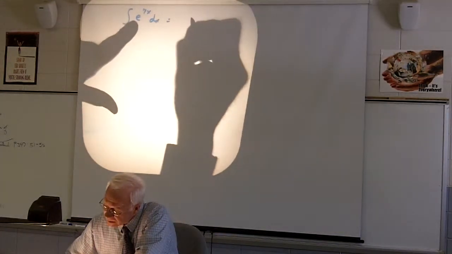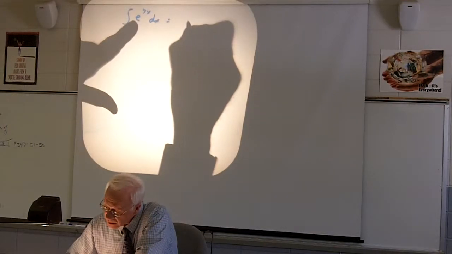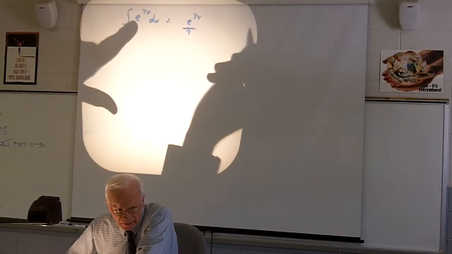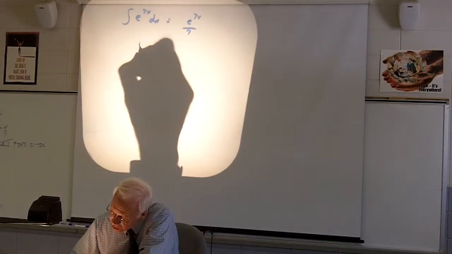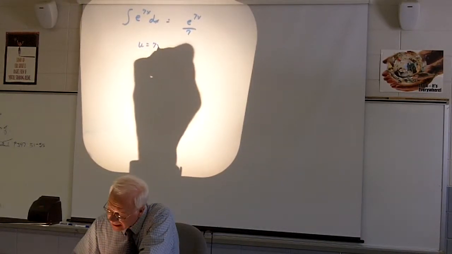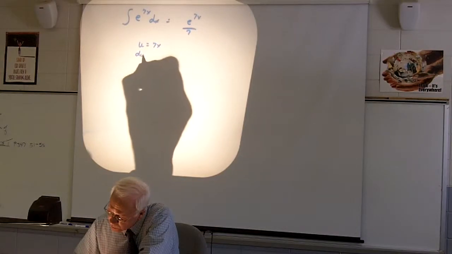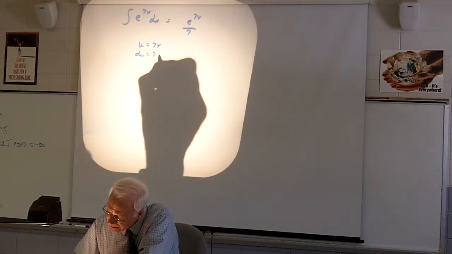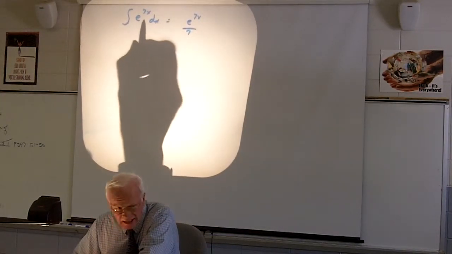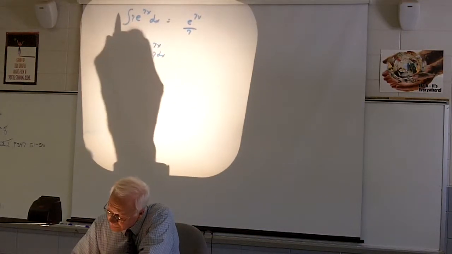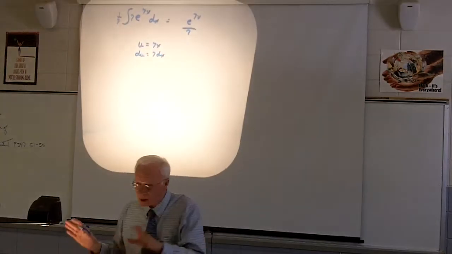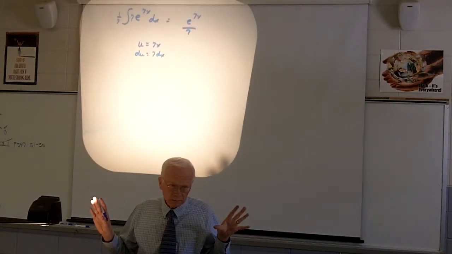Okay. It's going to be e to the 7x over 7. Right? Now, if you wanted to use U substitution here, you do this. U equals 7x. So du equals 7 dx. Now, I don't have a 7 here. That doesn't count. That's up in the exponent. So I'm going to put a 7 here, and I'll put a 1/7 in the front. Any questions about the reason why?